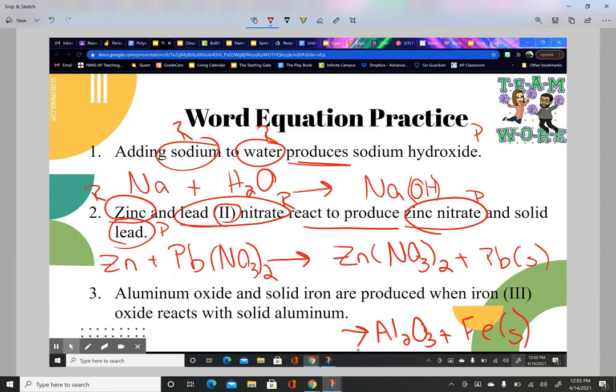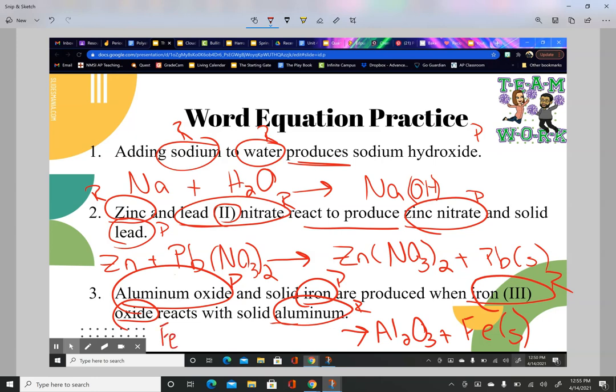So this is a product, this is a product. When iron 3 oxide is a reactant, it reacts with solid aluminum. So iron, actually it's iron 3 oxide, sorry. Fe, and that 3 means it's iron with a 3+ charge. Oxygen's a -2. We crisscross to get Fe2O3. And then solid aluminum is going to be my other reactant. So I end up with Fe2O3 plus Al yields Al2O3 plus Fe.